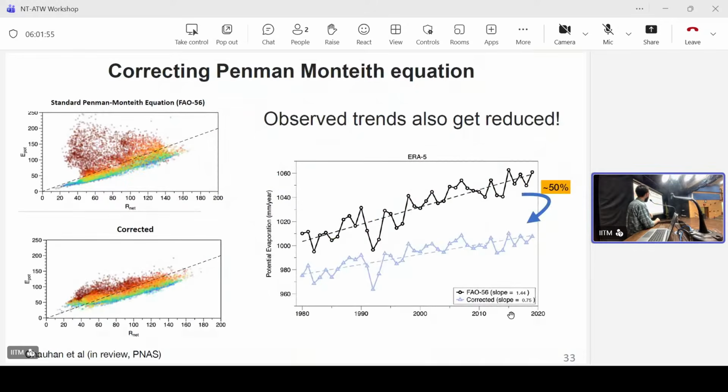But what we find is that after you apply this correction, this black line here is the trend in potential evaporation averaged over all land regions of Earth before you correct, and after correcting, the trend reduces by 50%. So a lot of trend that you see in potential evaporation is actually coming from the fact that surface is dry, and on a dry surface, VPD increases much more. And that trend is because of dryness of the Earth's surface. So essentially, that should not be a part of potential evaporation, which should be water stress free.